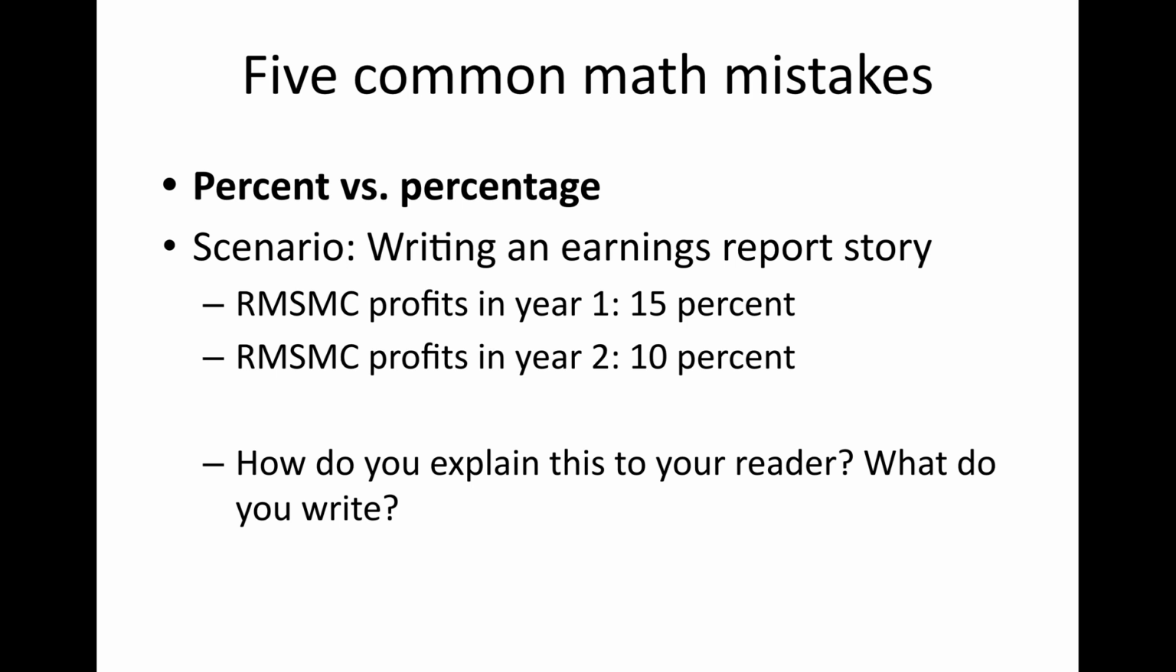Let's say in this hypothetical scenario, in the 2 years that you're comparing, in year one, Rocky Mountain Student Media turned a nice 15% profit. Year two wasn't quite as good, but still pretty good, with a 10% profit. So how do you explain this difference to your readers, and what do you write?